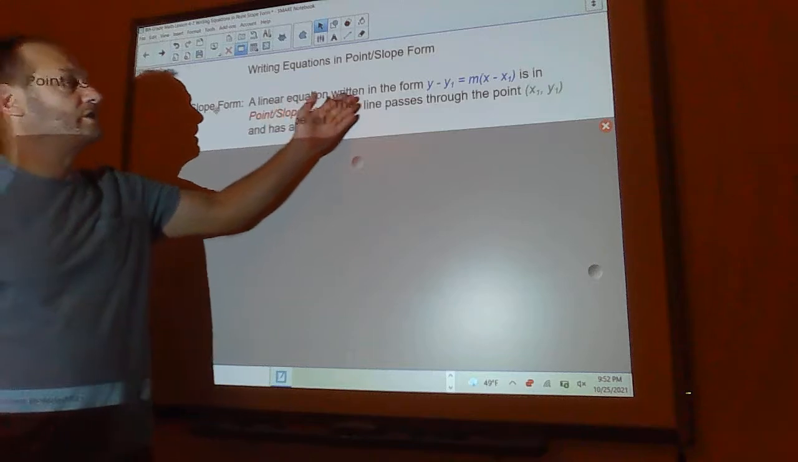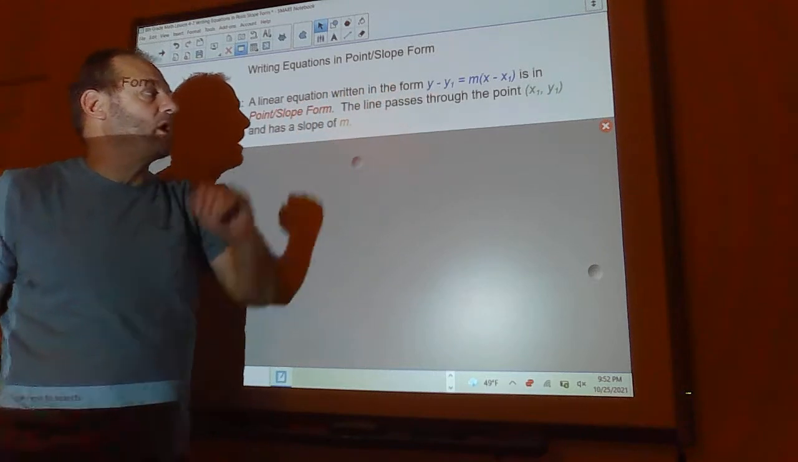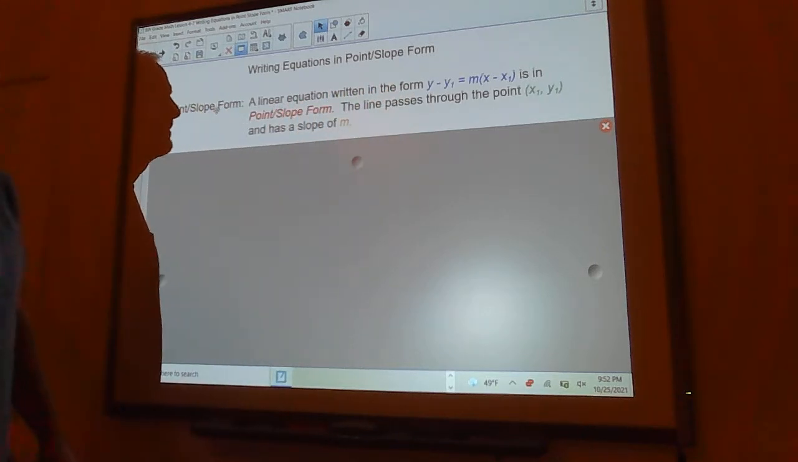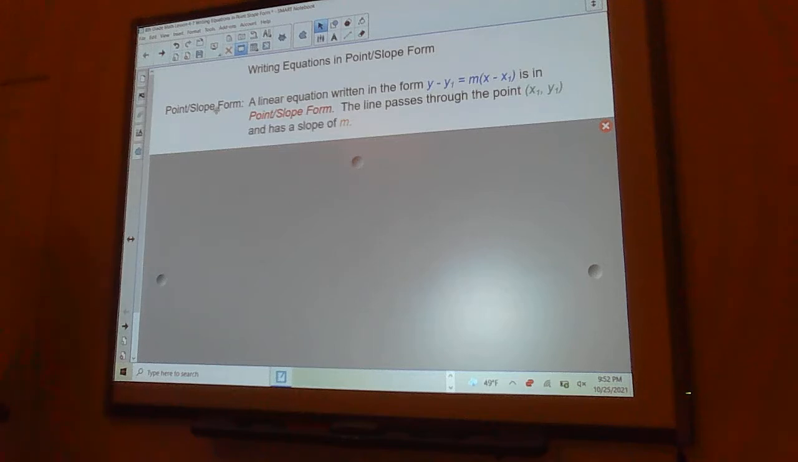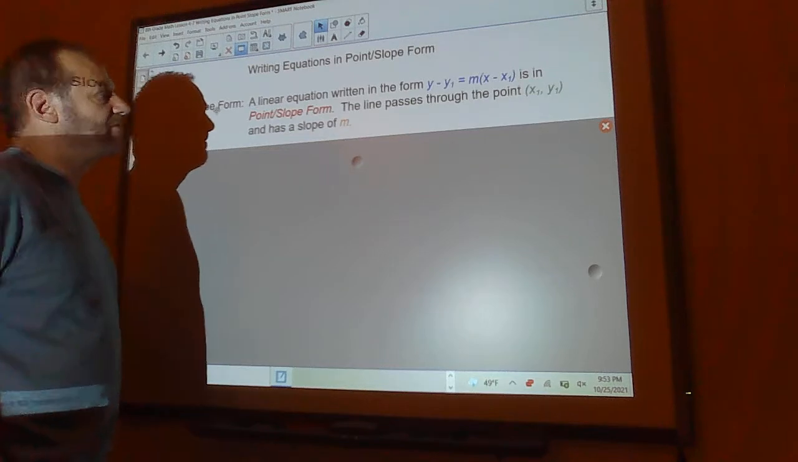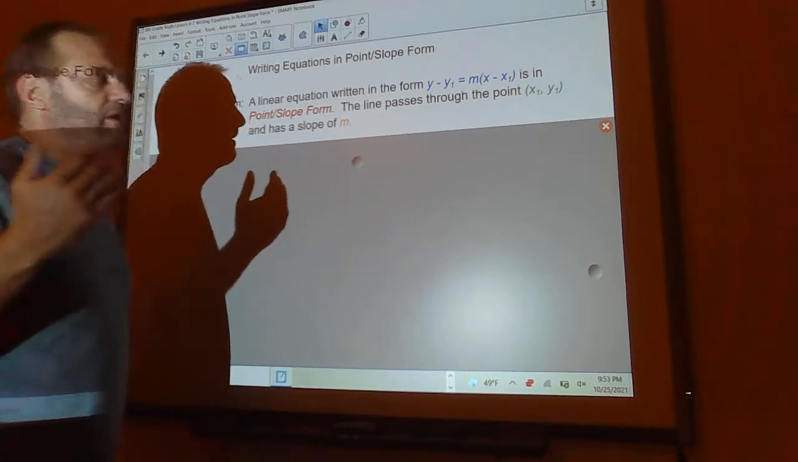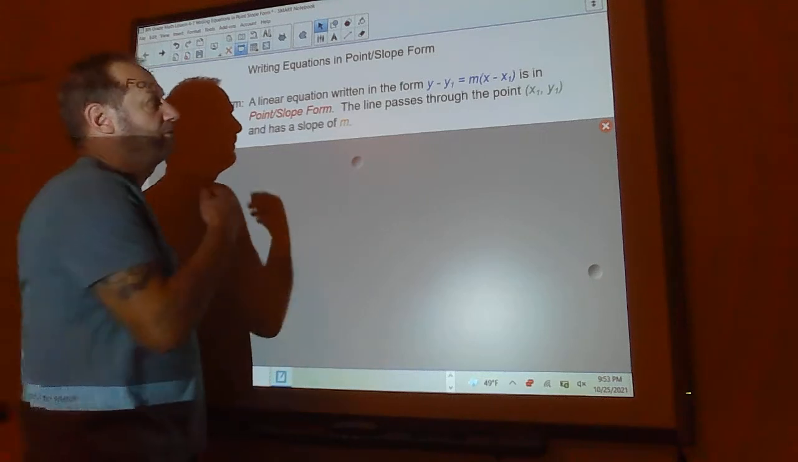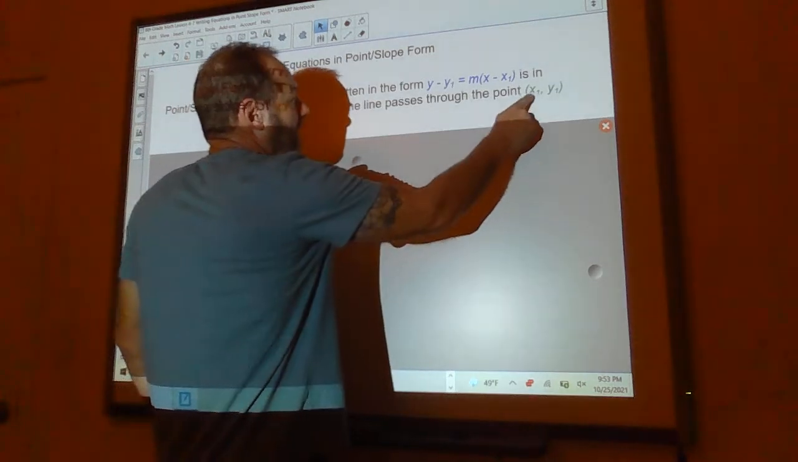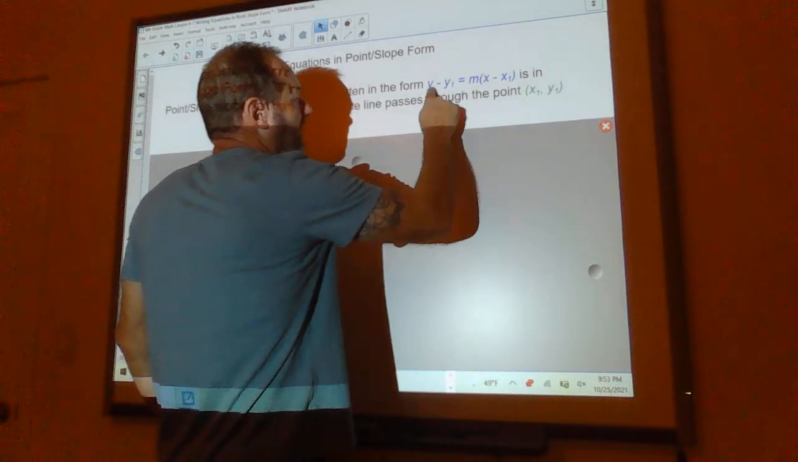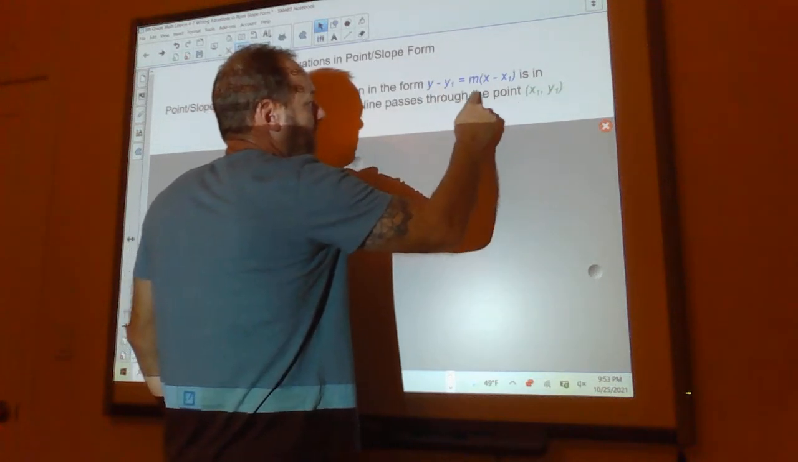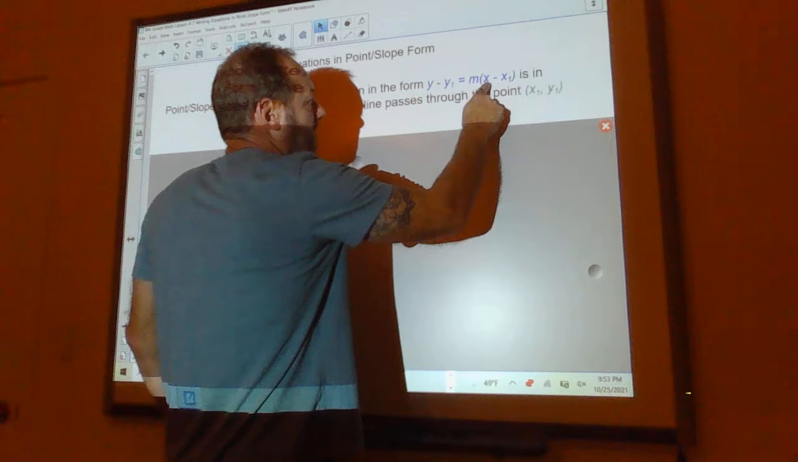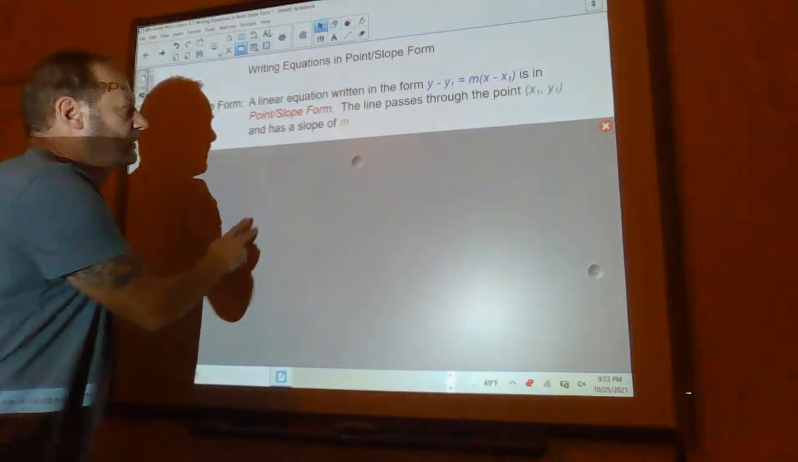A linear equation written in the form y minus y1 equals m times x minus x1 is in point-slope form. The line passes through the point x1, y1 and has a slope of m. So if you just have a random point on a line, and you know the slope, this is an easy way to write the equation, okay? So you get the y coordinate, you're going to take y and subtract the y coordinate, and that's going to equal the slope times x minus the x coordinate.